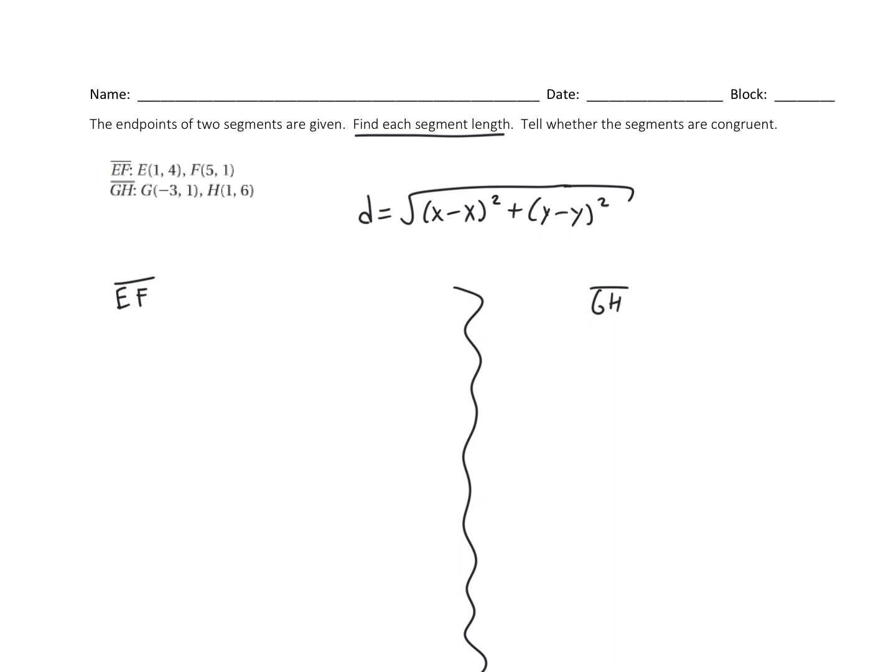So let's highlight the x's. So that'll be 1 and 5. So that will look like this. D equals square root, parentheses, squared, 1 minus 5, plus parentheses squared, and now we need to do the y's, so the y part. So 4 and 1.